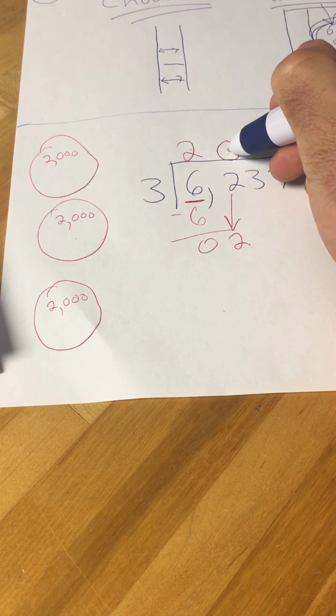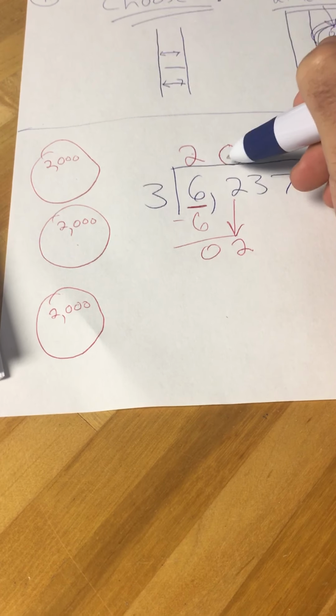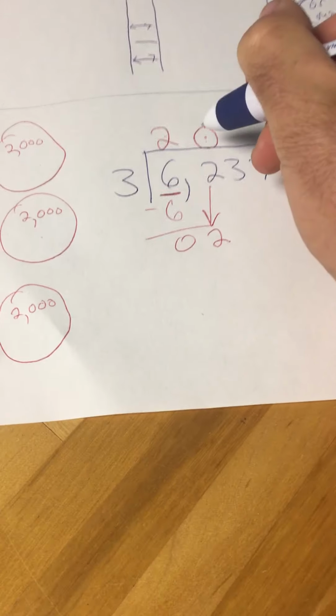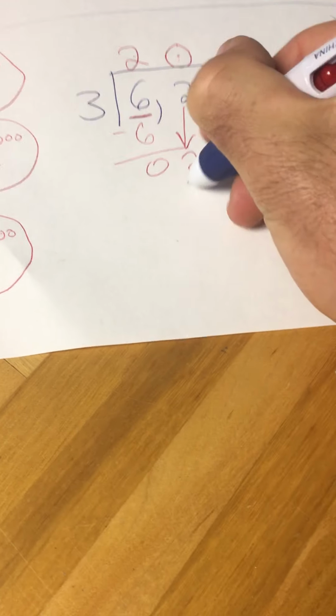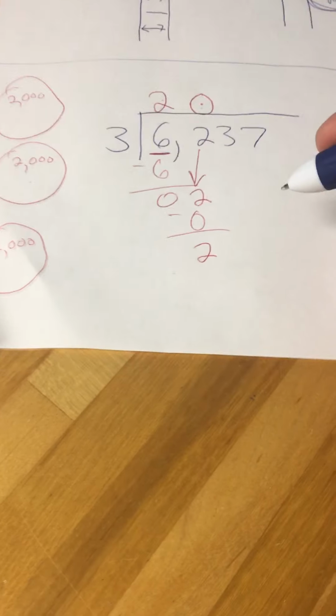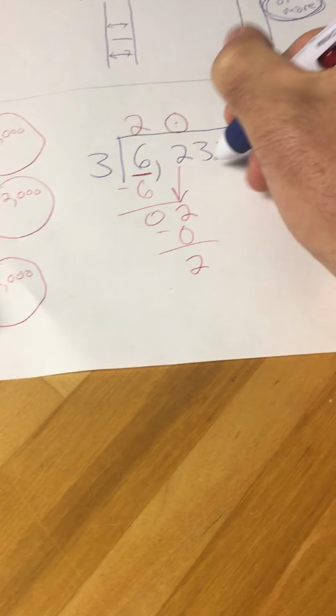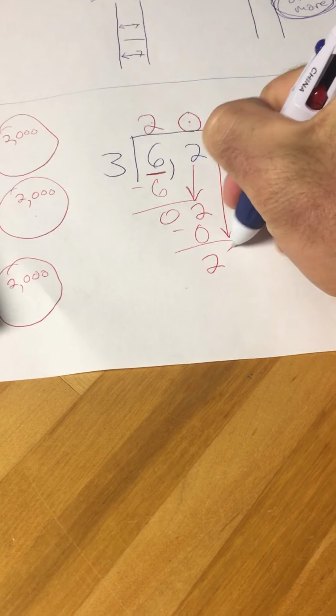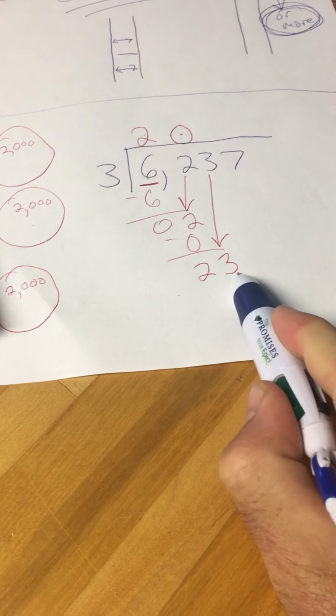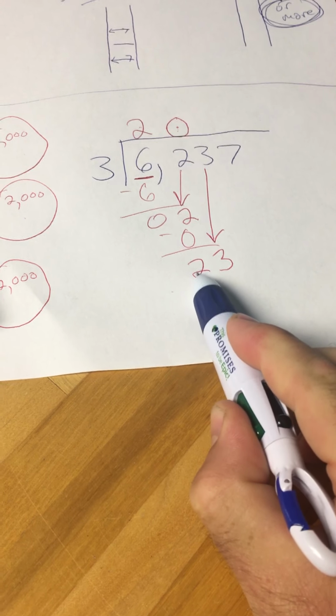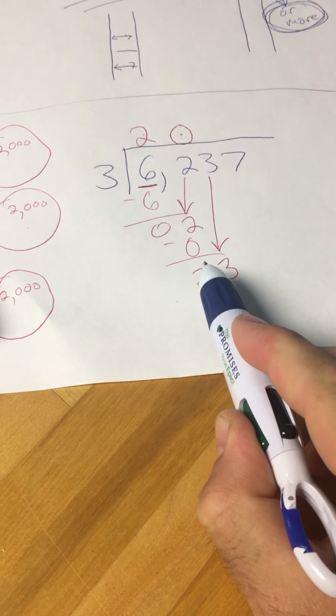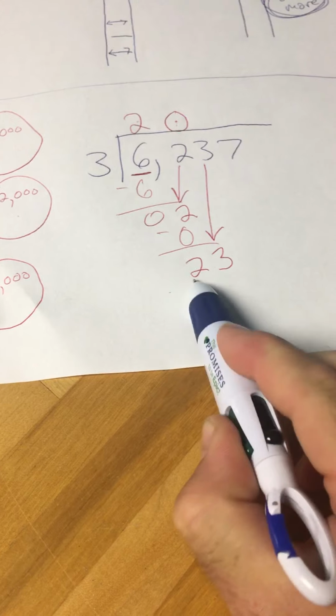But this is an important step. You got to make sure you put your 0 there because there are 0 hundreds that we can put into those groups evenly. 0 times 3 is 0. Subtract, we still have 2. We still have 2 hundreds, but now we're going to add it to the 3 tens. So since every place to the left is 10 times bigger, 2 hundreds is really 20 tens. So now we have 23 tens.